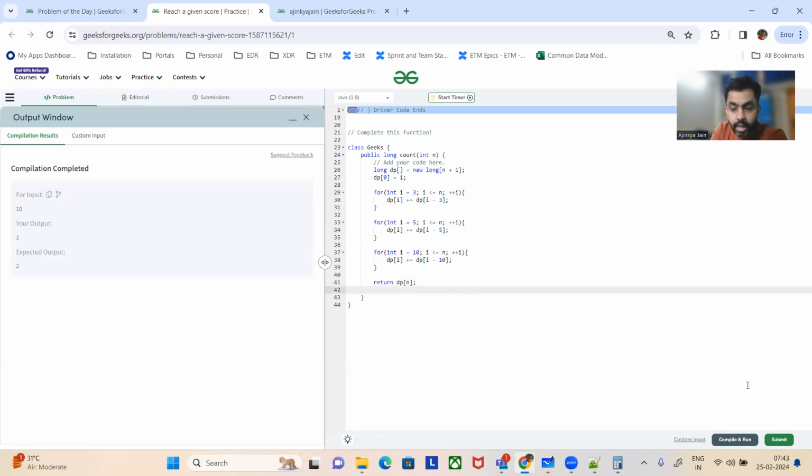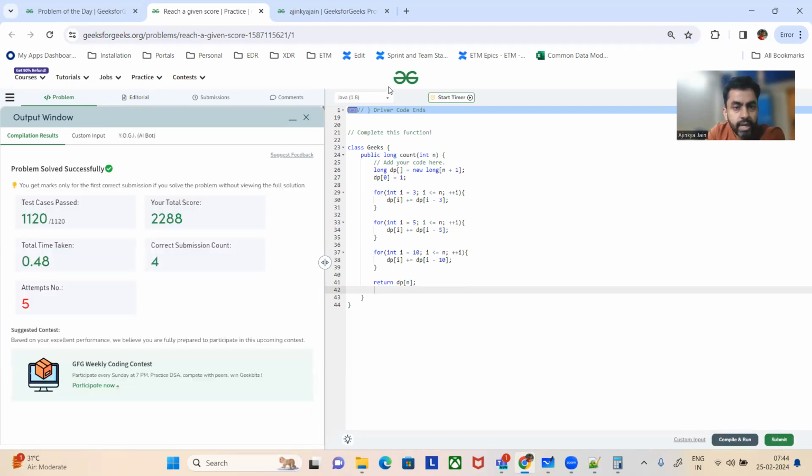Now it is executed. Let's submit as well. Let's try it fast. It's taking a lot of time. Yeah. So here it is executed.